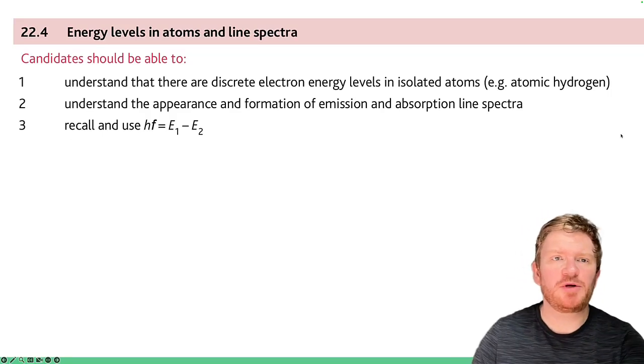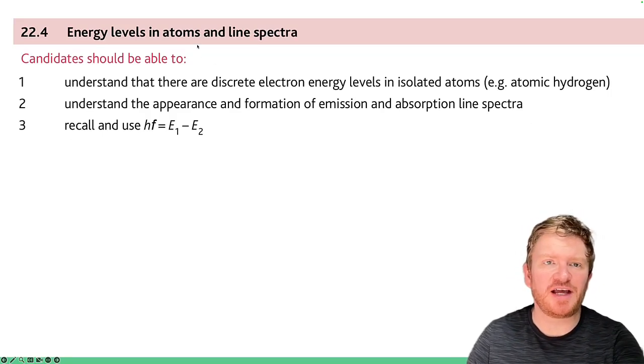Okay, so today we're going to be looking at energy levels in atoms and line spectra. From your syllabus, you need to know about these discrete energy levels in ionized atoms, which we'll go into. You then need to understand the appearance and formation of emission and absorption spectra, and then we're going to use an equation to explain this.